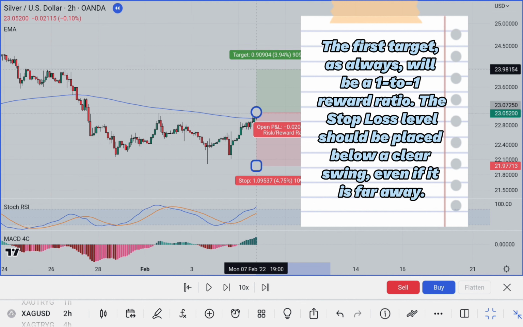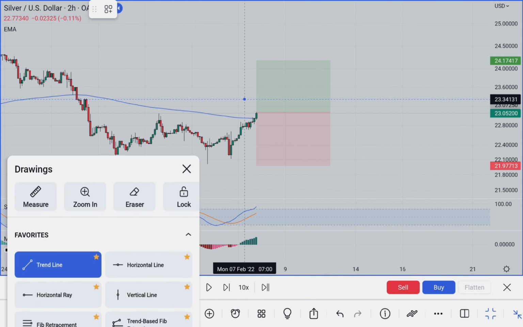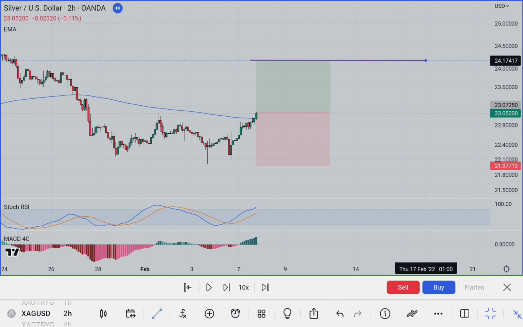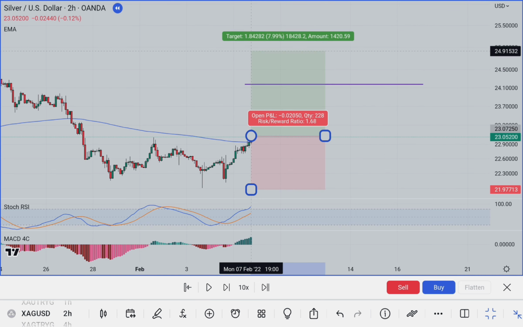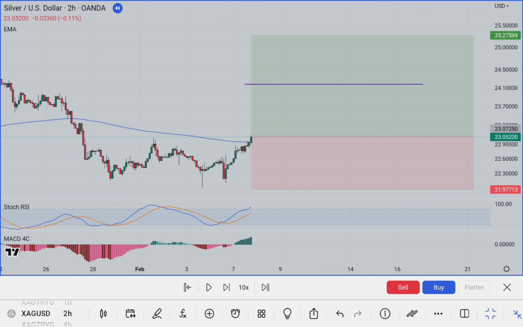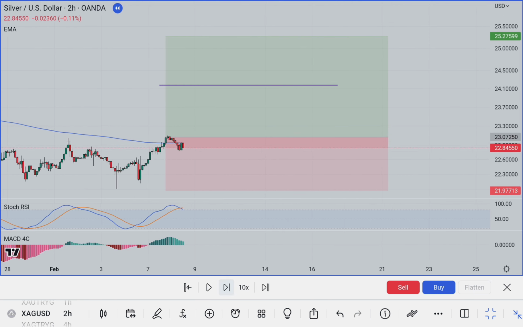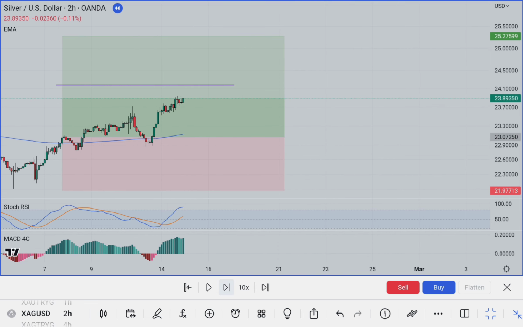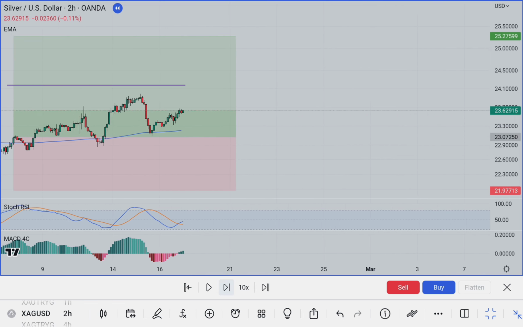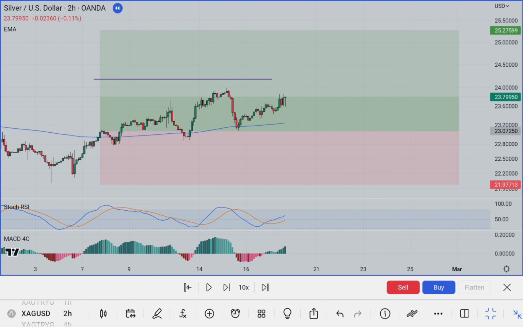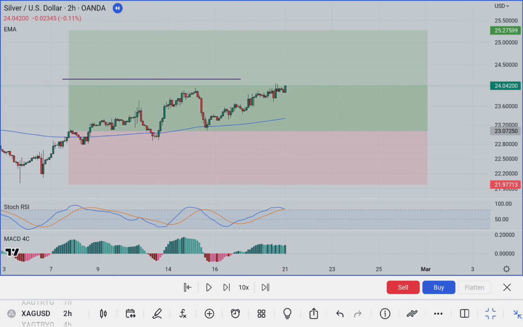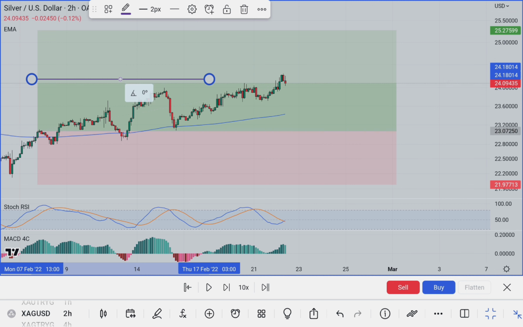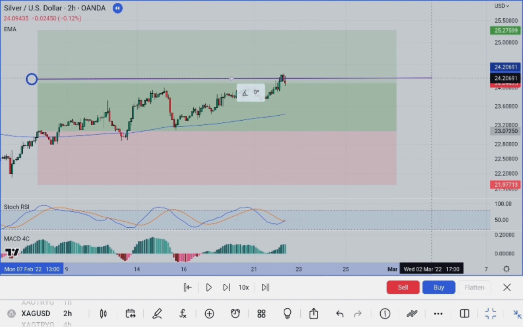The first target, as always, will be a 1-to-1 reward ratio. The stop loss level should be placed below a clear swing, even if it is far away. And since we have reached the 1-to-1 level, we will take some profits and move the stop loss level to the entry point of the trade.